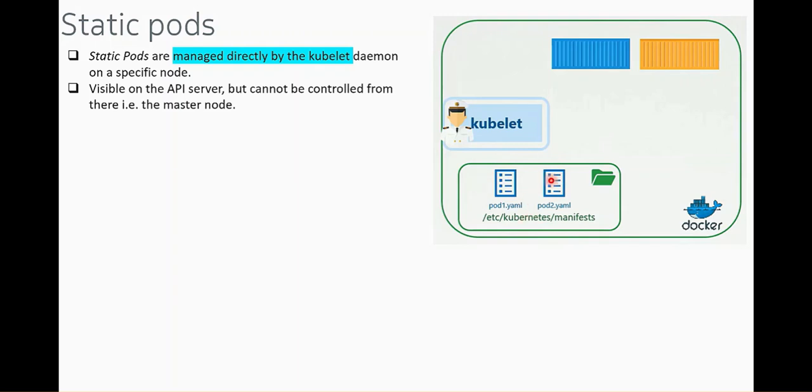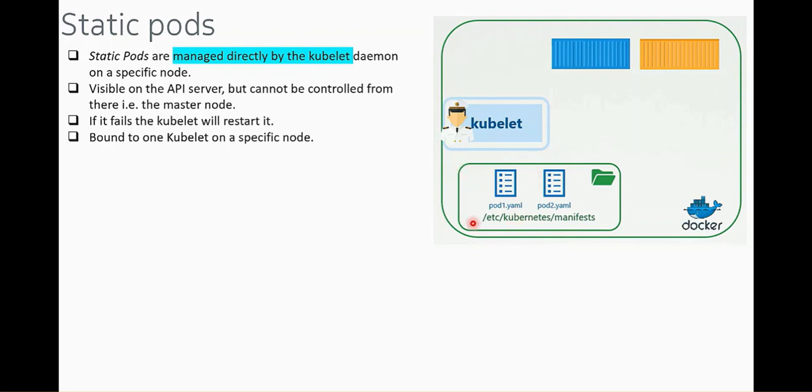I mean, if I do kubectl get pods, then these pods will also be visible, but they cannot be controlled from there. You cannot perform any operation on these pods via kubectl from the master node. If it fails, the kubelet will restart it. And they are bound to one kubelet on a specific node. That means they cannot move onto other worker nodes.